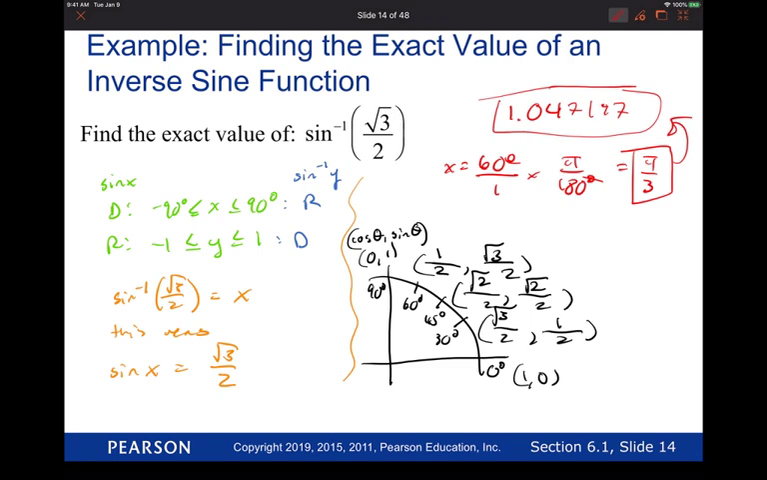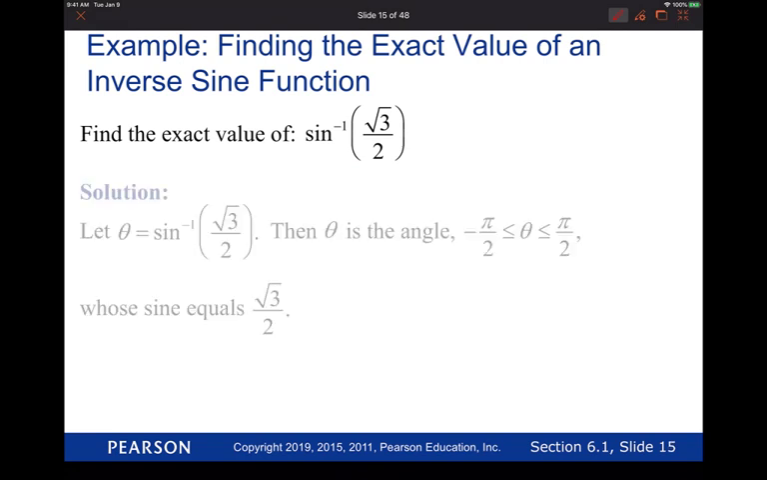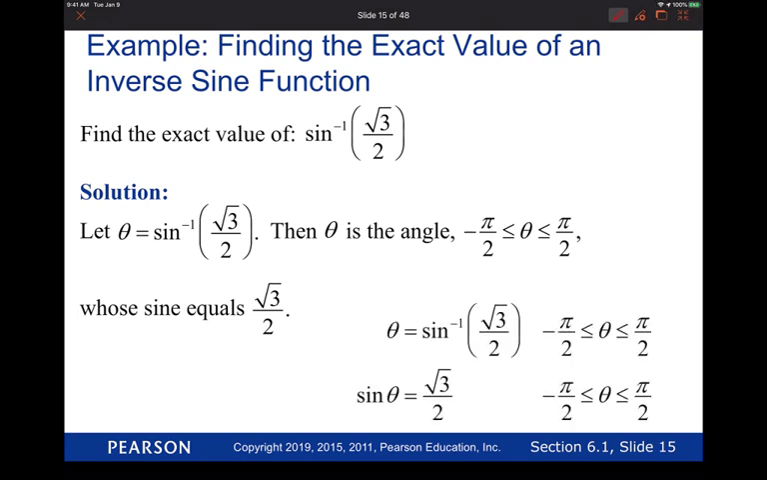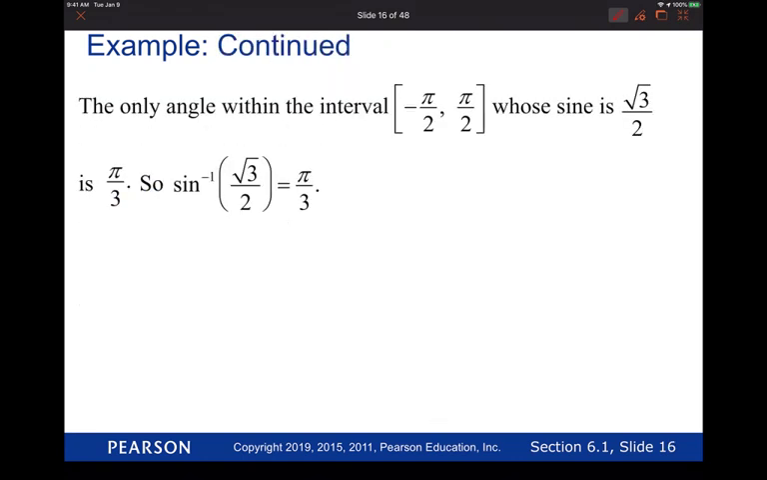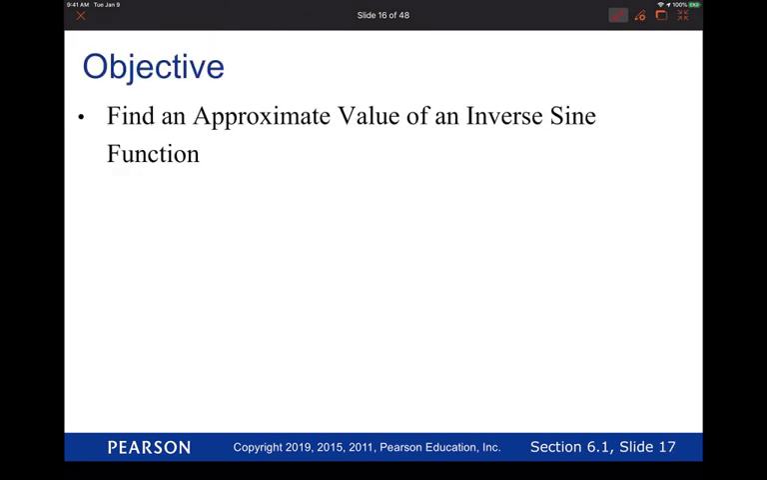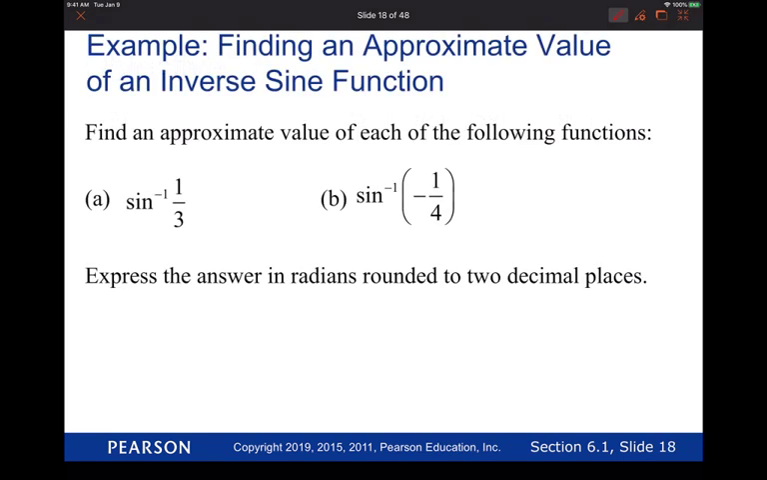Okay, that was fun. Let's do another one. So I think we did this one. So x is the theta. We're kind of flipping between those two. So I think we got all that. Find an approximate value of inverse. So now we were finding exact values of an inverse trig. Now we want to find an approximate. Here to find an approximate value, express the answer in radians rounded to 2 decimal places.